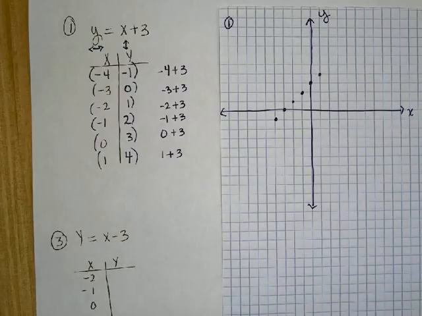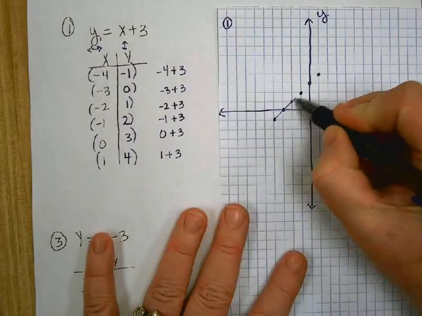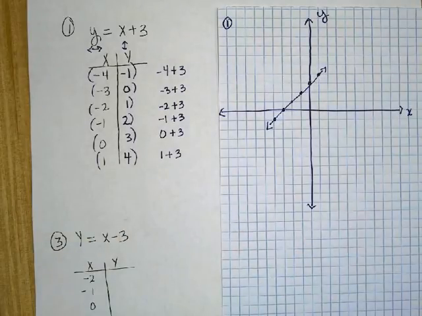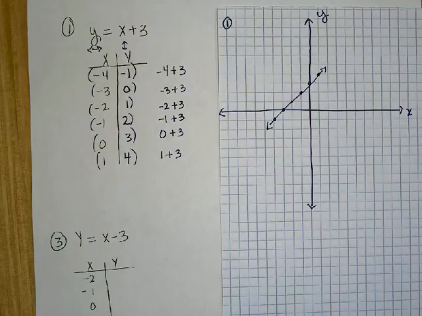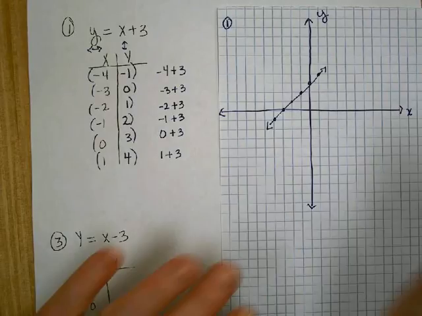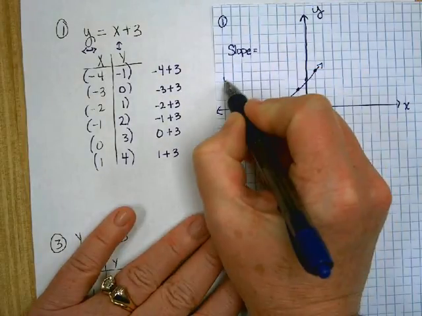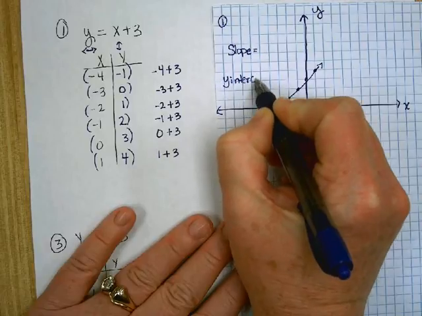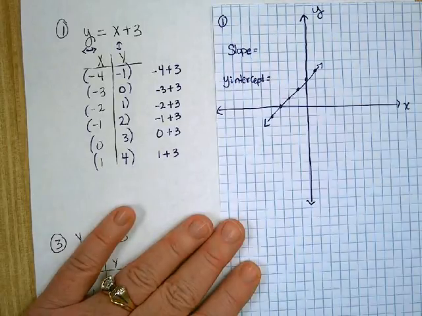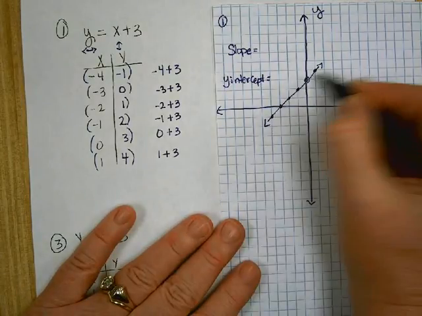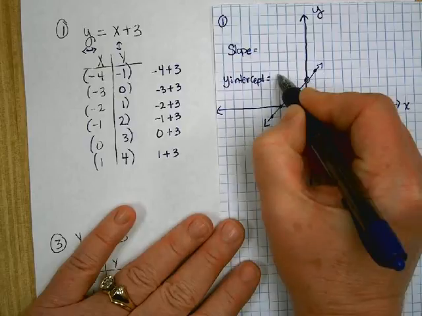Now I want you to connect these. And I want you to tell me some pieces of information about this graph. I want you to tell me the slope and the y-intercept. The easiest one for you to figure out is the y-intercept. That's exactly right. The y-intercept is right here. It's located at 0, 3.